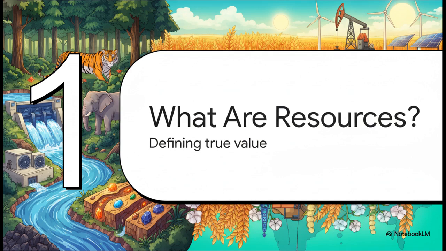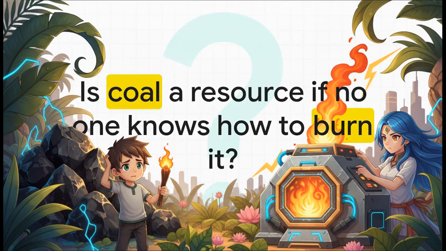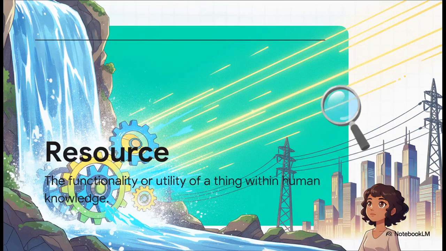Section 1. What are resources? First things first, let's figure out what actually makes a random object on this planet a resource instead of just a piece of nature. सोचो अगर एक जंगल में कोयला यानी कोल पड़ा है, पर किसी को उसको यूज करना नहीं आता. Is it a resource? The answer is no. Simple सी बात है, अगर यूज नहीं तो resource नहीं. Mere presence of a substance doesn't make it a resource. नेचर में बहुत चीजें हैं, पर वो तब तक कचरा या पत्थर है जब तक इंसान उनका कोई यूज ढूंढ लेता. Basically, a resource is all about its functionality or its utility within human knowledge.